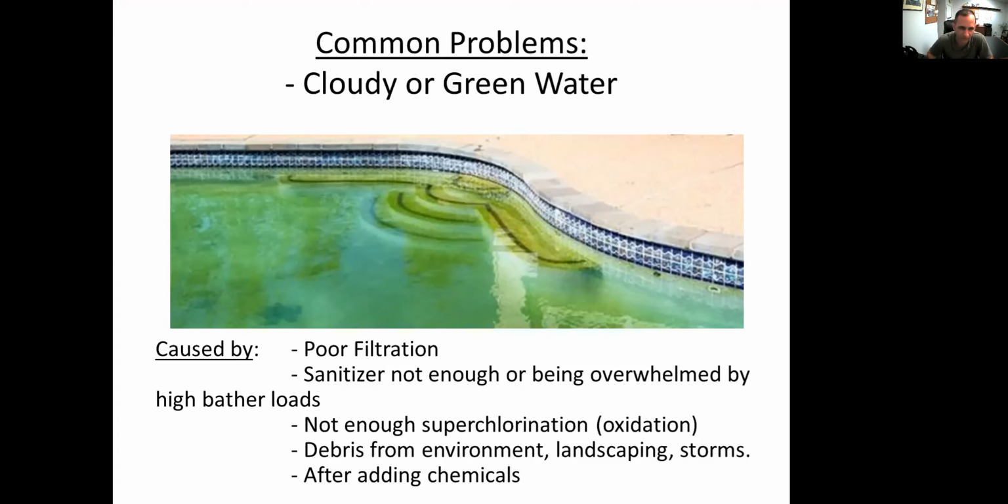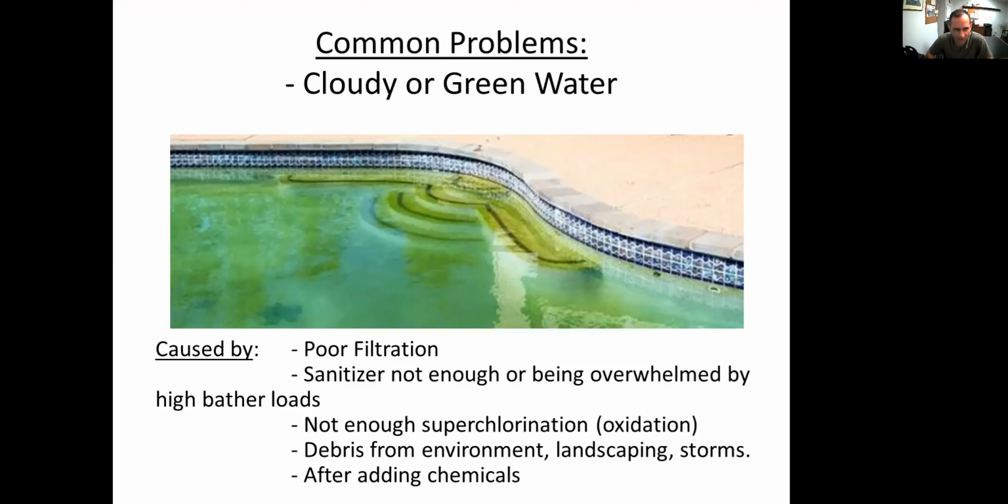So also debris from the environment, landscaping, storms, they can all cause organic stuff from the environment to go into the water. Fertilizer can cause problems with phosphates entering the water. And anything in the water will interact with the chlorine and cause it to get used up faster.